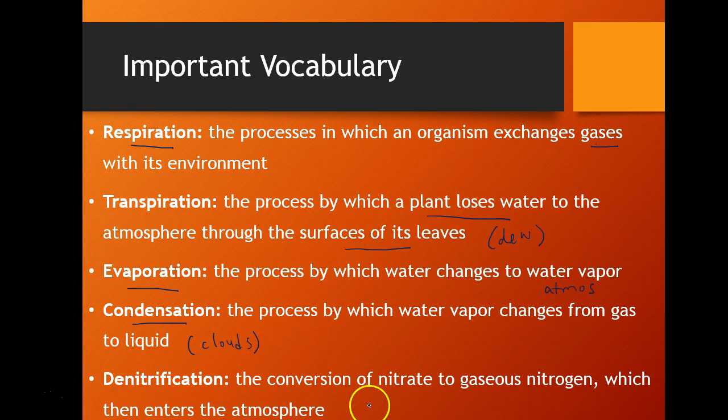And lastly, we have denitrification, which is when we convert nitrates back into gaseous nitrogen, or in other words, nitrogen gas, and the nitrogen gas will then be able to re-enter the atmosphere.